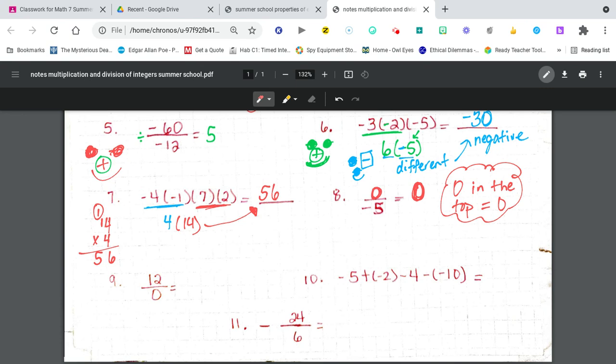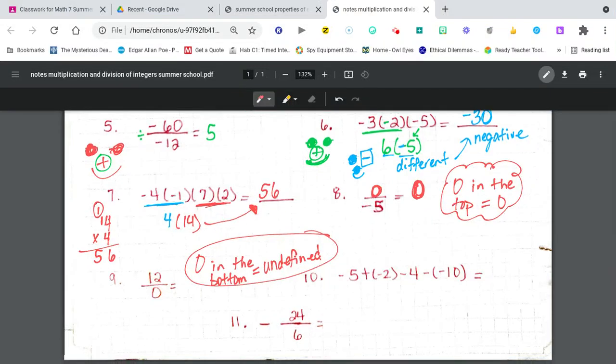But whenever you have 0 in the bottom, like on number 9, the answer is what we call undefined. That means it's impossible to do it. You can't take something and split it into 0 groups. 0 groups means it's non-existent. Okay? So here, because it's 12 divided by 0, we write undefined. Again, when 0 is in the bottom, it's undefined. When 0 is in the top, the answer is 0.